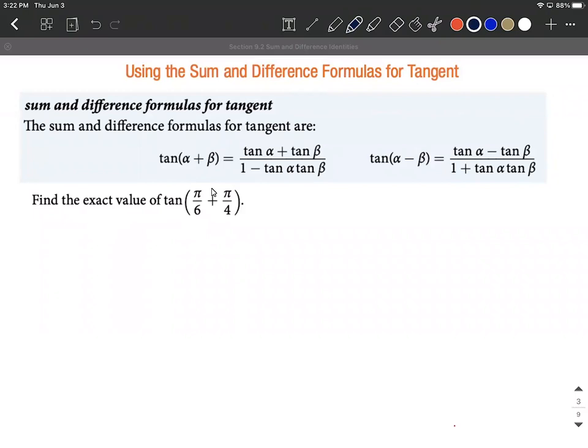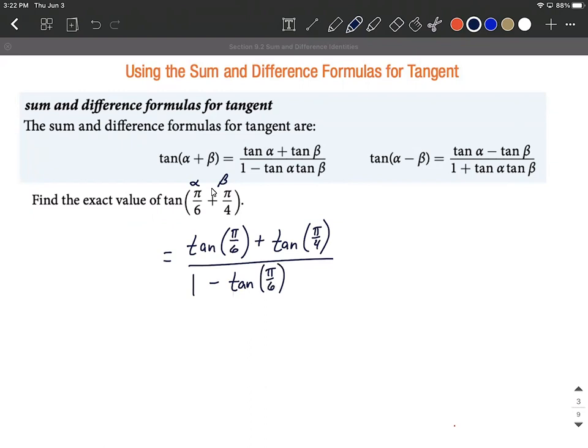And as we get going on this, I always like to just label things that we're going to use. Pi over 6 wherever we see an alpha in the formula, and we're going to use pi over 4 wherever we see a beta in the formula. So we can rewrite this pretty easily as tangent of alpha, but pi over 6 goes in that spot, plus tangent of beta, but pi over 4 is going to get substituted in that place, all over 1 minus the tangent of alpha, but again, we're doing pi over 6, times the tangent of beta, which is pi over 4 in our case.